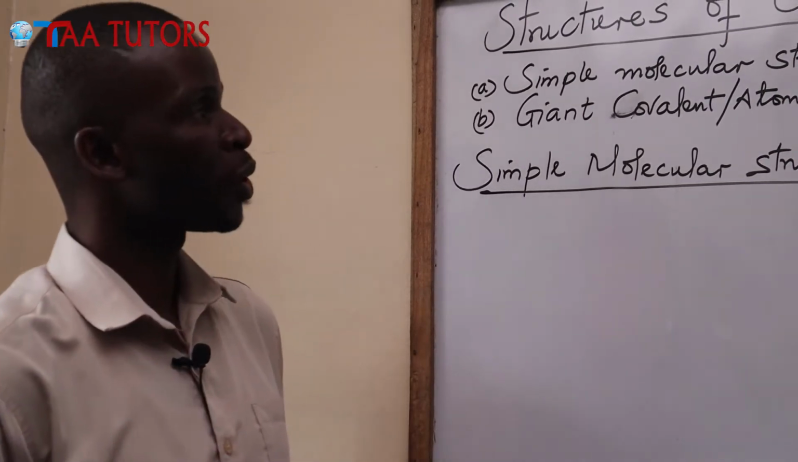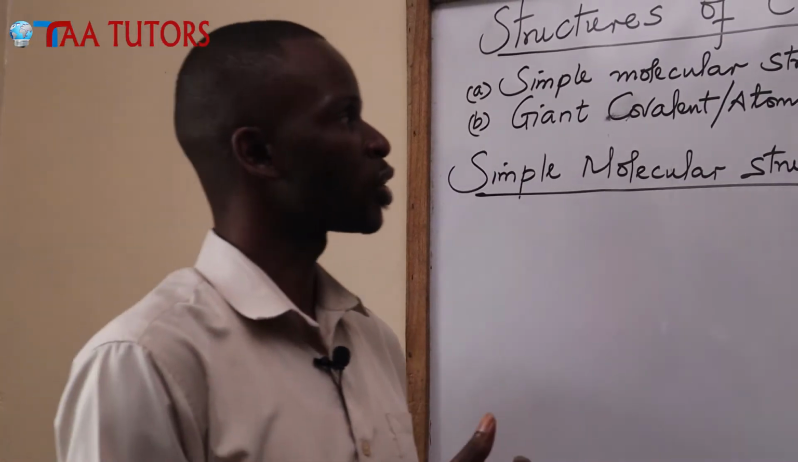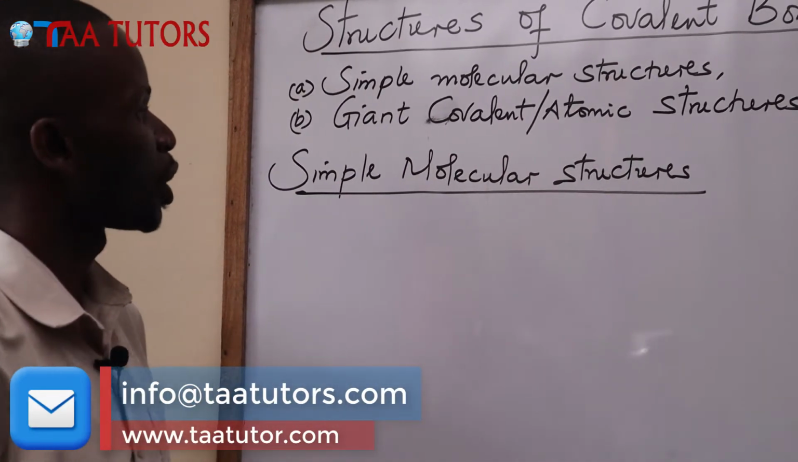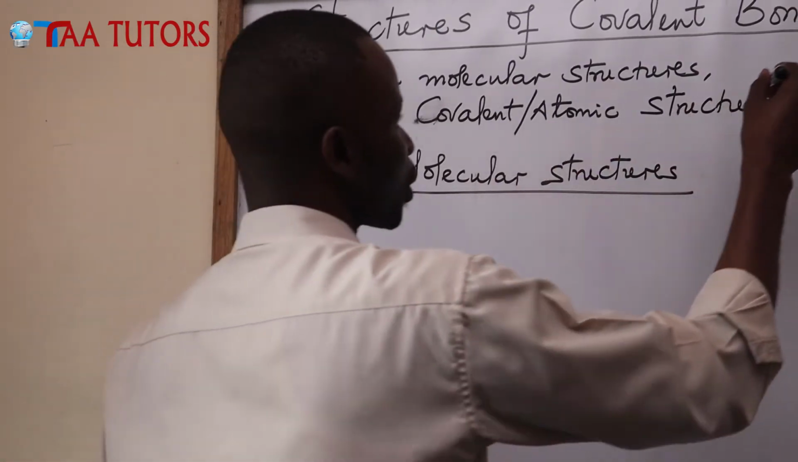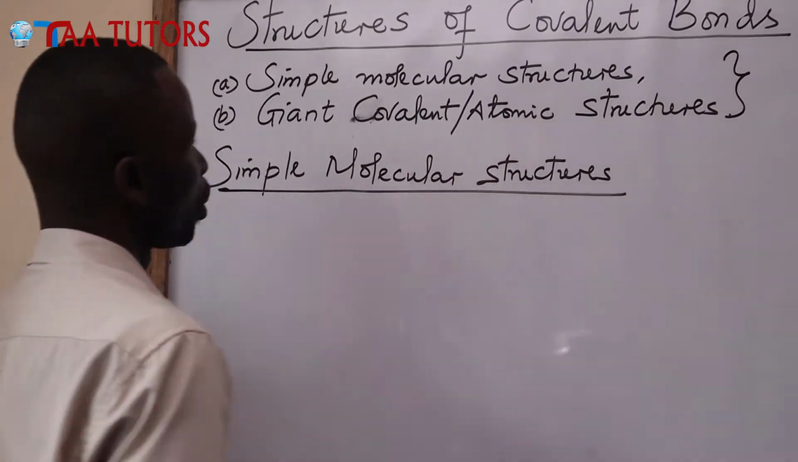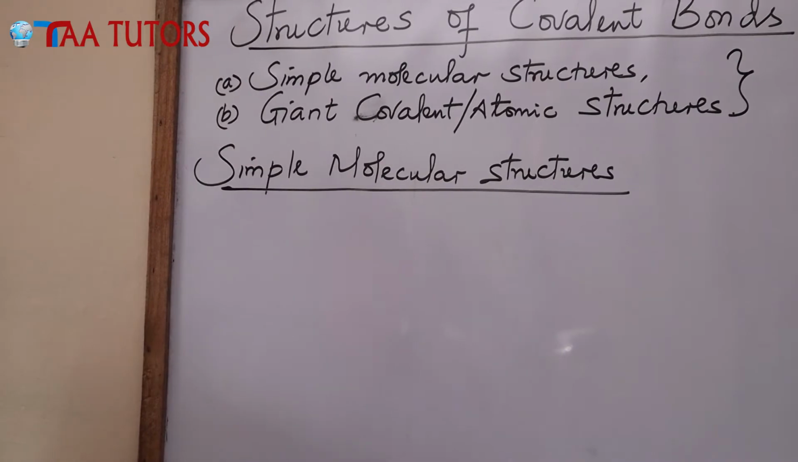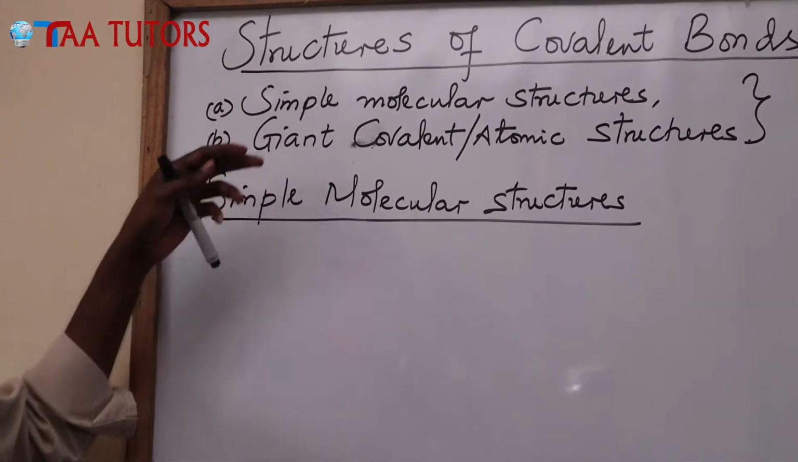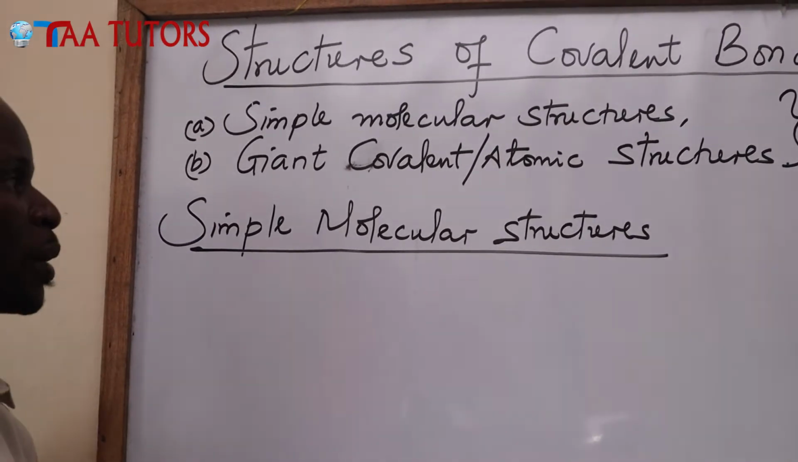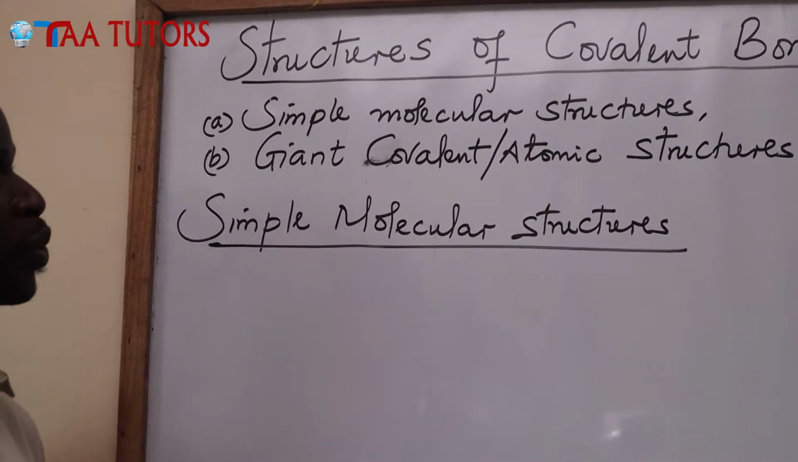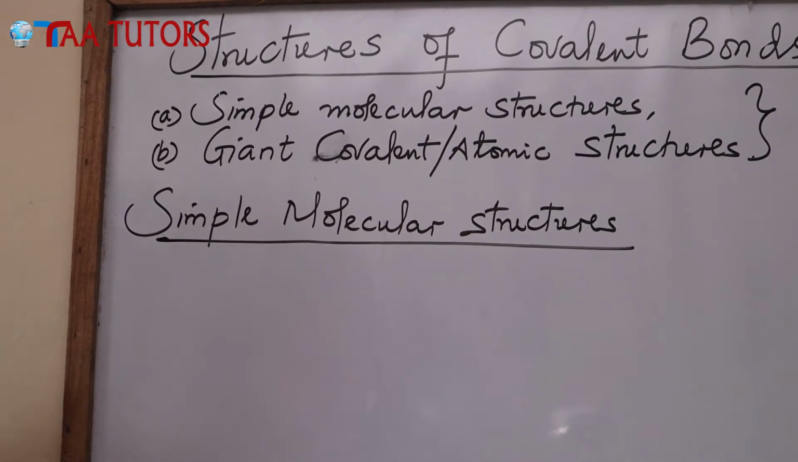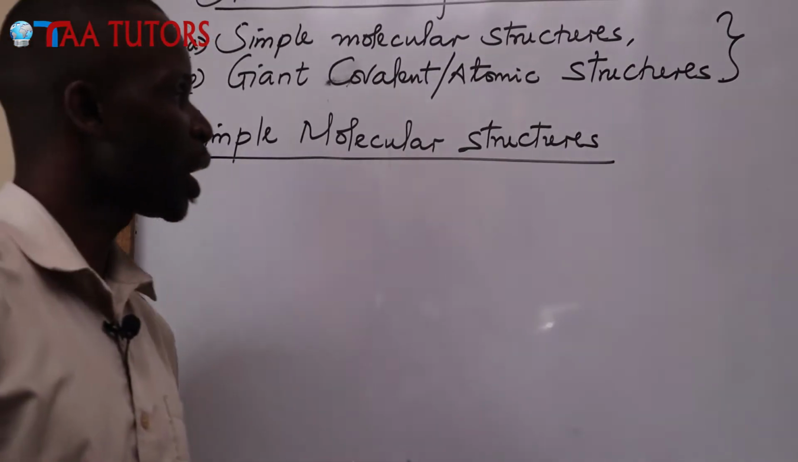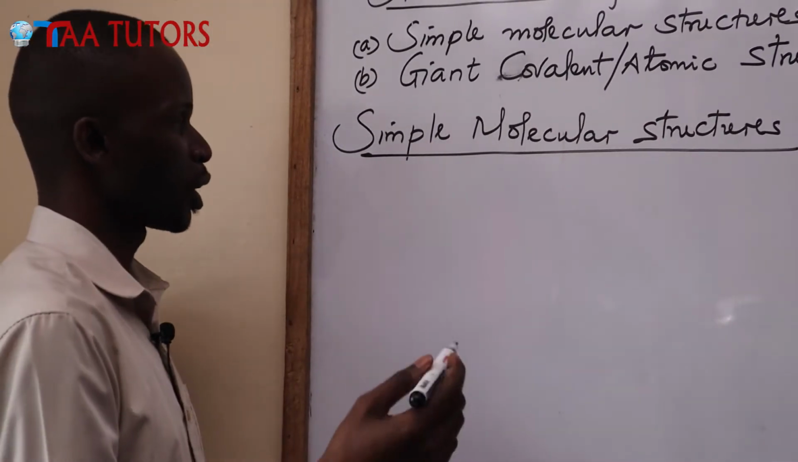We know that in ionic bonds, the structure is called a giant ionic structure. But in covalent bonds, as you can see, I've indicated there are two types of structures: the simple molecular structure and the giant covalent or giant atomic structure. Remember that all these structures have covalent bonds in them, all of them. But the question comes where we consider the number of atoms involved in that compound. So today we want to look at simple molecular structures, and I want to explain what a simple molecular structure is.